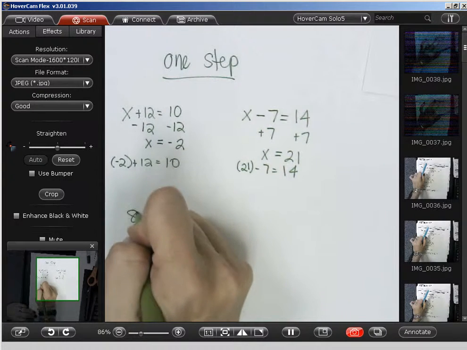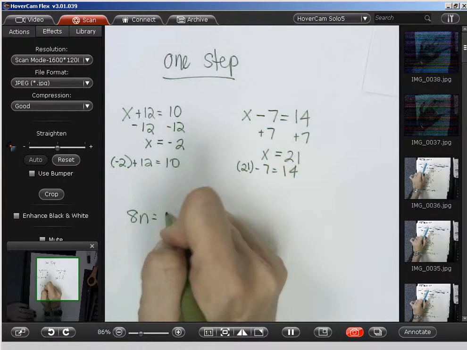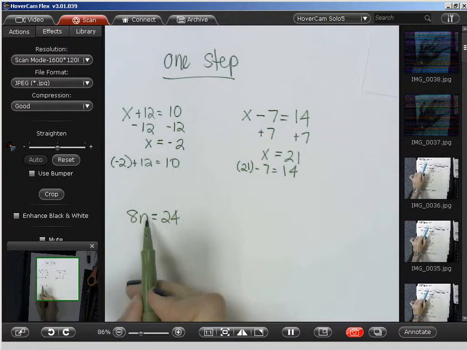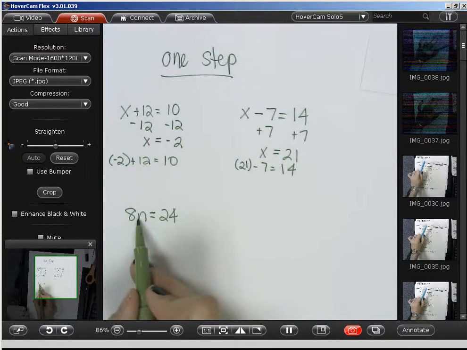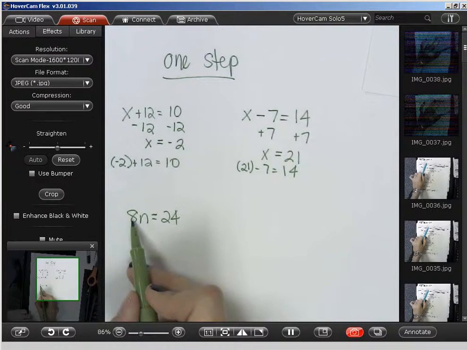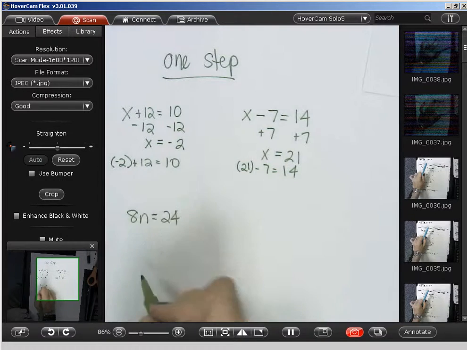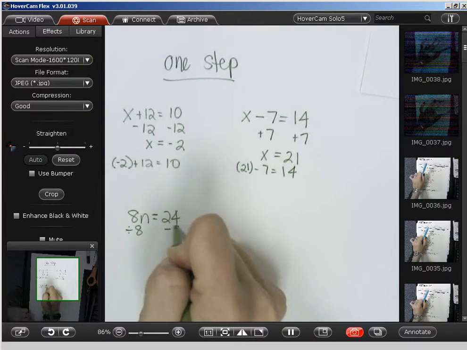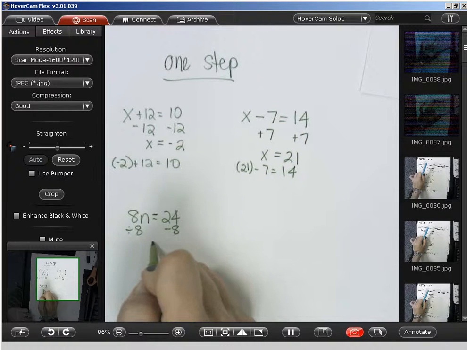Okay, so now let's try a multiplication one. So let's do 8n equals 24. I'm going to identify my variable. Here's my n, and I'm going to look at what's happening to it. It's being multiplied by 8. So the opposite of multiplying by 8 is dividing by 8, and that's what I'm going to do. And I'm going to do that on both sides to maintain equality.